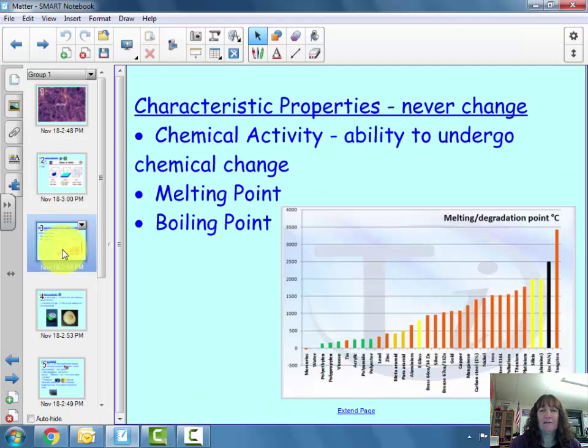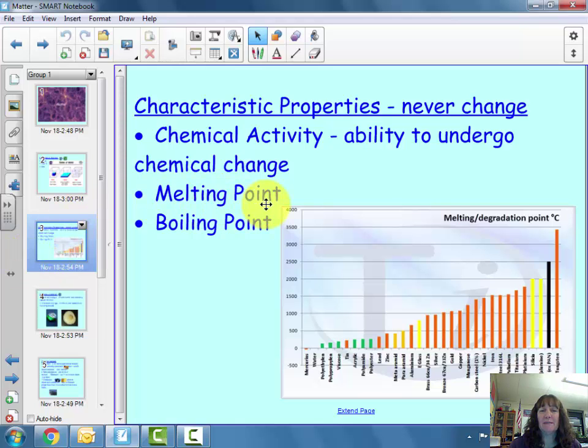Then we have characteristic properties. Characteristic properties are things that never change for that element. One of those is chemical activity, which means its ability to undergo a chemical change. It's really its ability to bond with other elements to make new chemicals. If it's really active, it likes to bond with lots of different things. If it's not active, it likes to stay by itself.